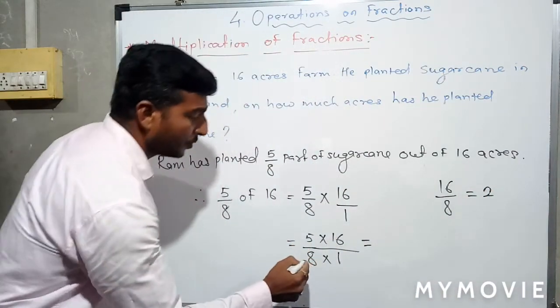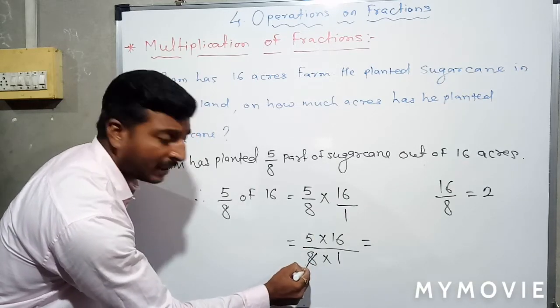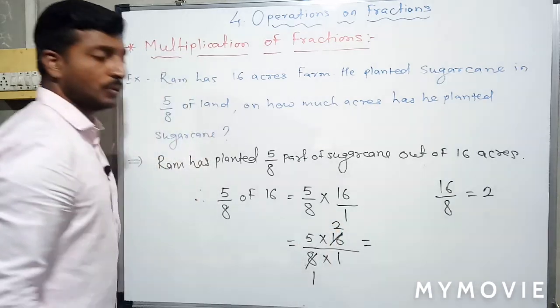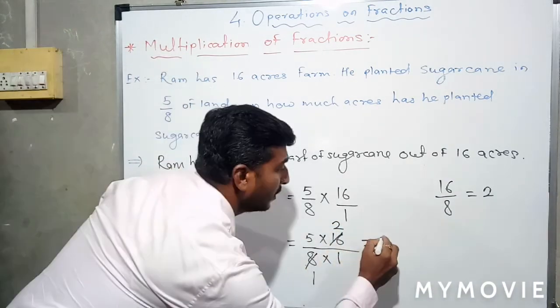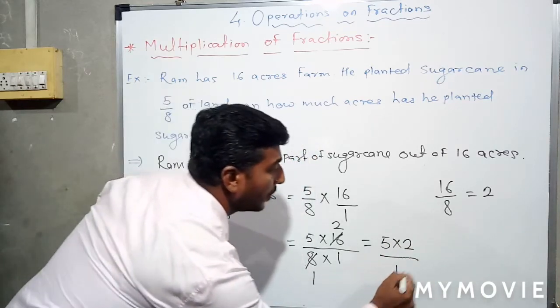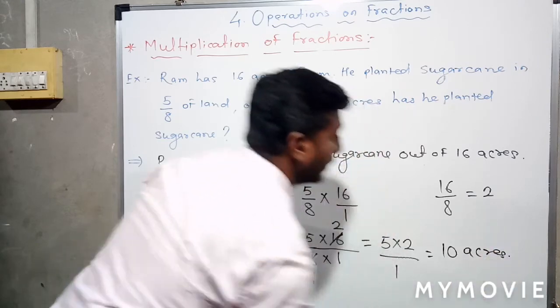So for that purpose, what we will do here is division by cancellation. 8 ones are 8 and 8 twos are 16. Remaining here is 5 into 2. In the denominator there is 1, 1 one is 1. So that is equal to 10. So 10 acres of land.